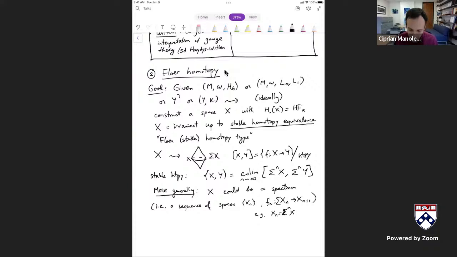And there's a notion of stable homotopy equivalence of spectra. And there are even more general things like prospectra or twisted parametrized spectra. Depending on your theory, you have to enlarge the type of algebraic topological object that you hope to get. But in the simplest case, it's just a space.